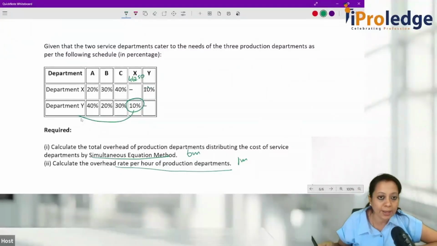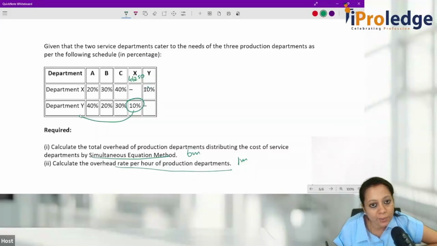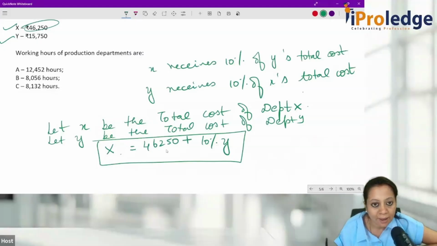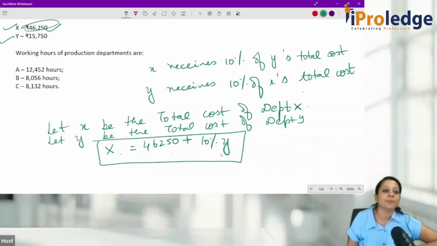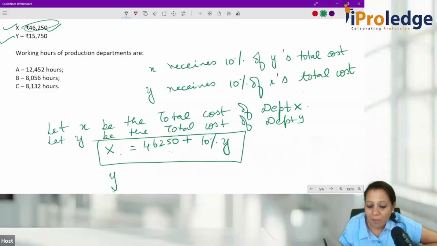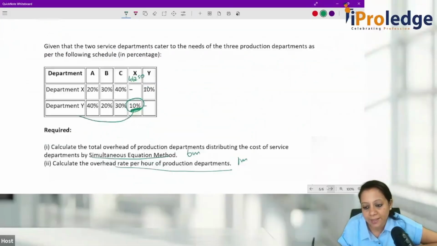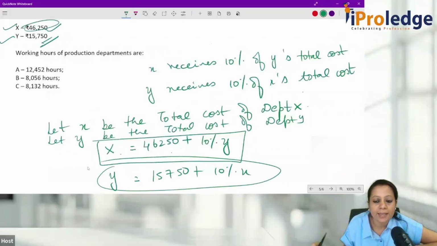So which means what I'm trying to tell here is whatever expense Y has done, X should take 10% of it. Are you all understanding now? So total expenses of X will be 46,250 given in the question plus 10% of Y's cost also. Same way, Y is equal to 15,750 plus 10% of X. Is everyone understanding clearly?